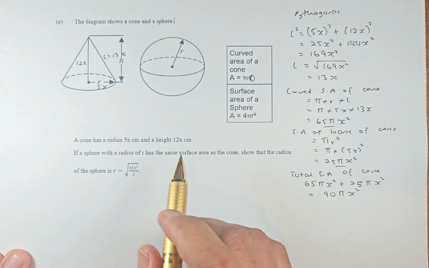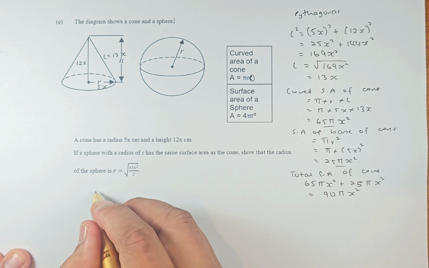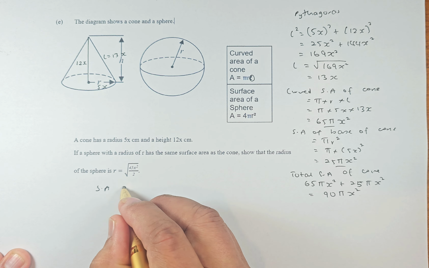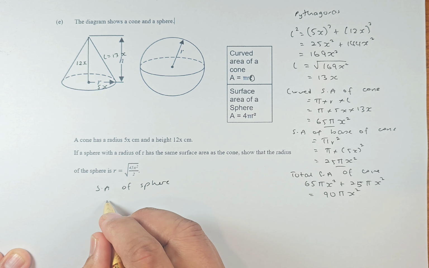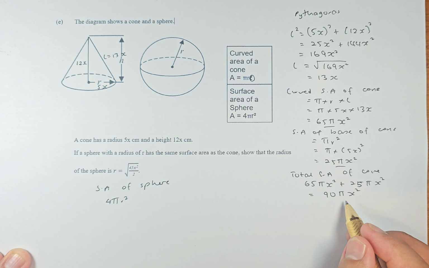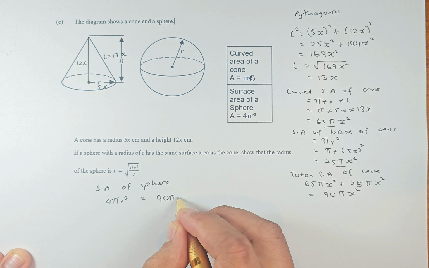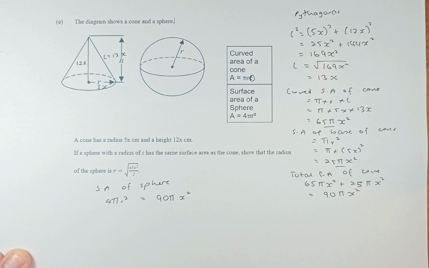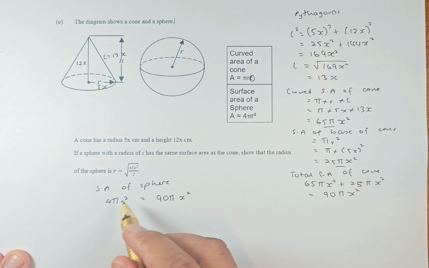Now to solve for r for the sphere. The surface area of a sphere has the formula 4 pi r squared, and they say that it is the same as the surface area of the cone. So that is going to be 90 pi x squared. Now the radius of the sphere is what we are going to find.